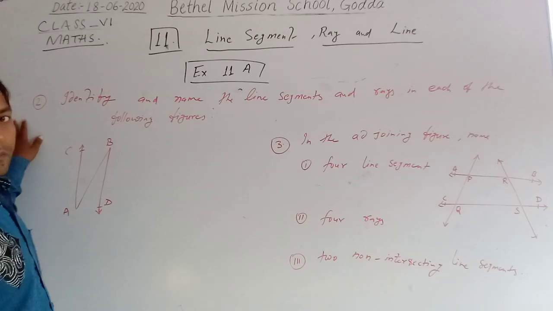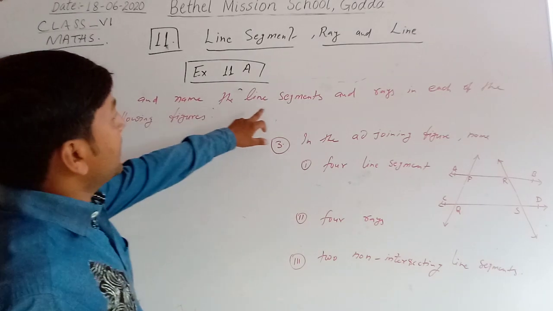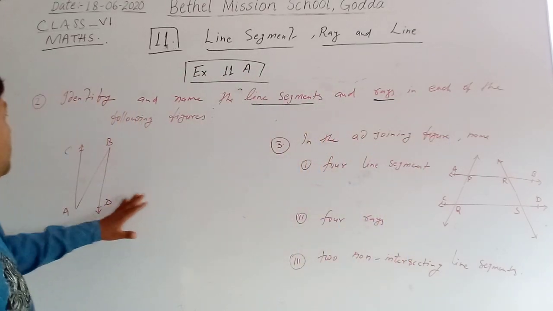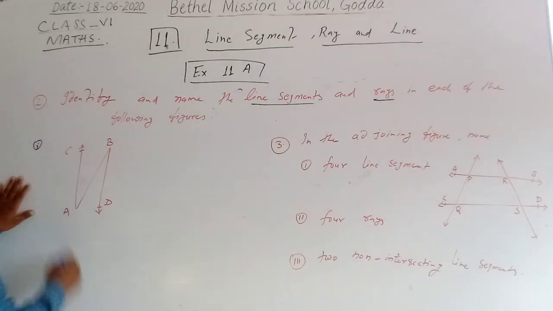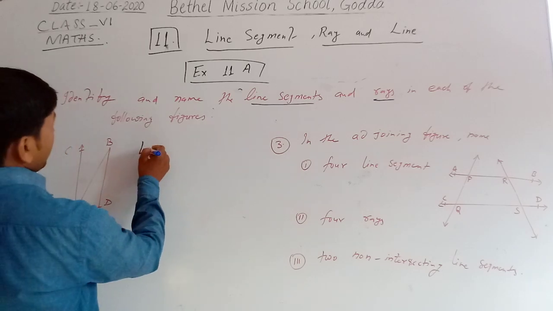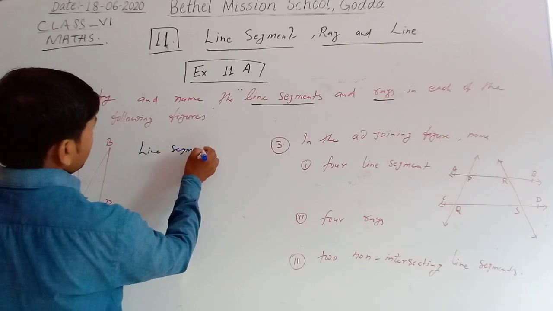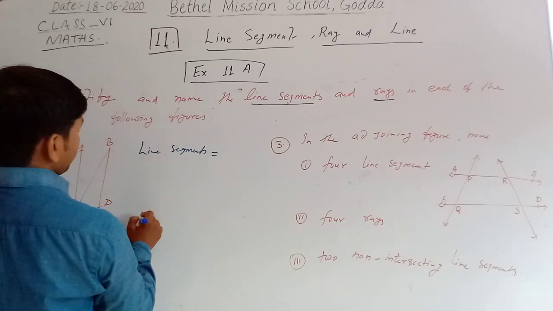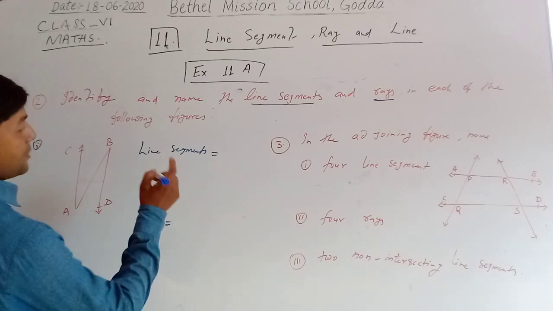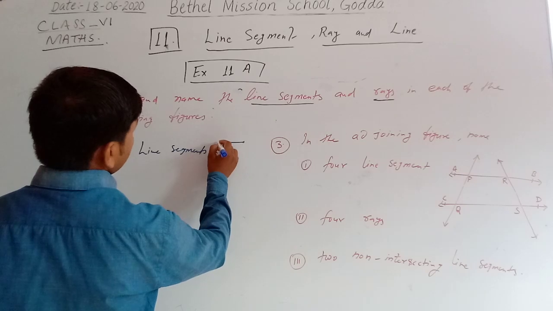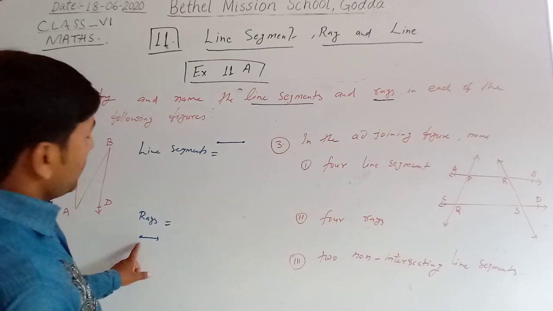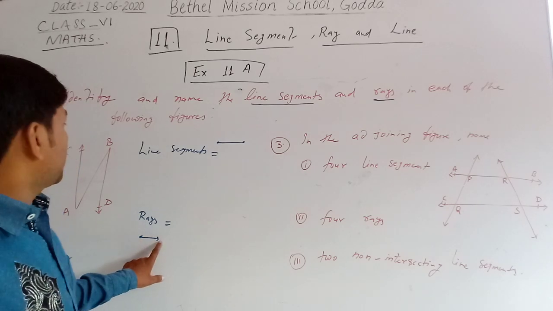Now, second number question says that identify and name the line segments and rays in each of the following figures. Okay, one figure I have taken, that is first number, and you have to write the name of line segments and rays. So which one is line segments? You know, a line segment has 2 end points like this, and a ray has only one end point and an arrow symbol.